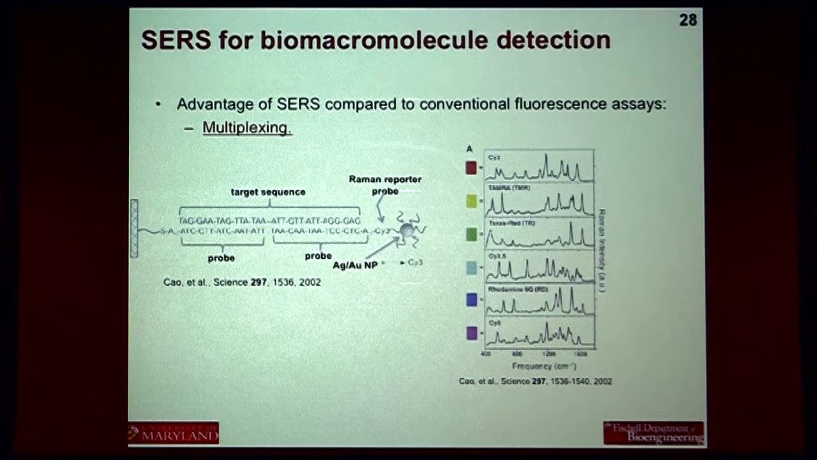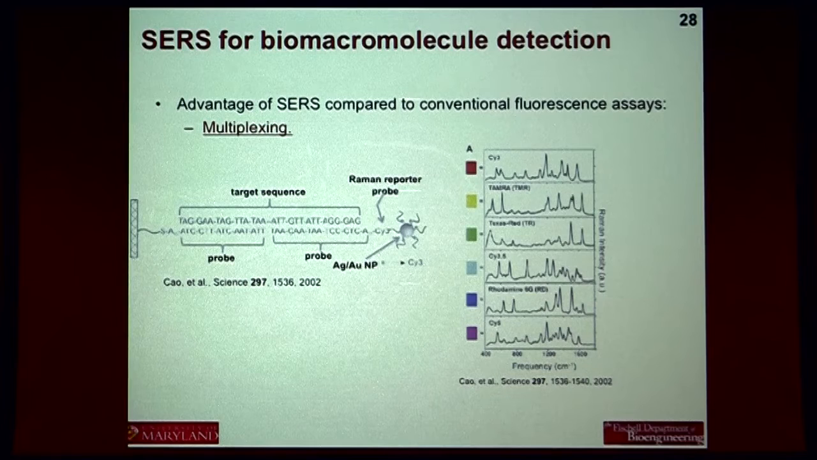If we have fluorescence, fluorophores generally have a relatively broad emission. And if we want to multiplex fluorophores, we've got multiple filters to change out. We've got to have either a broadband source or multiple lasers if we want to do laser excited fluorescence.